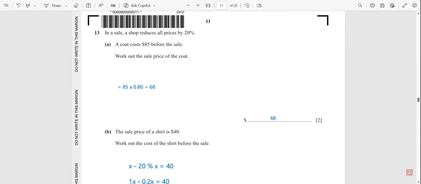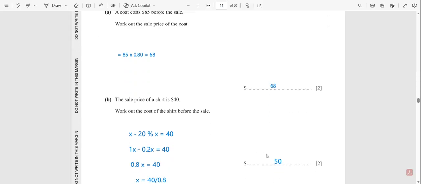Okay. In a sale, a shop reduces all prices by 20%. A coat costs $85 before the sale. Work out the sale price of the coat. The sale price of the coat is 85 into 0.8, which is $68.